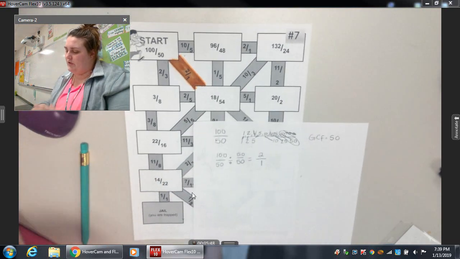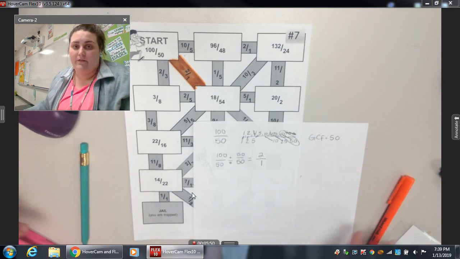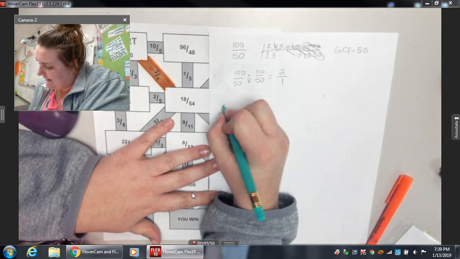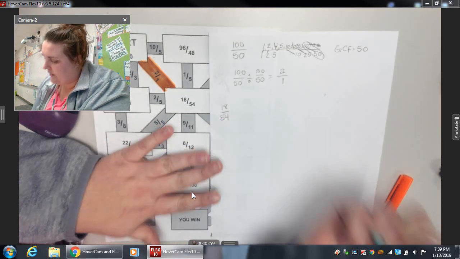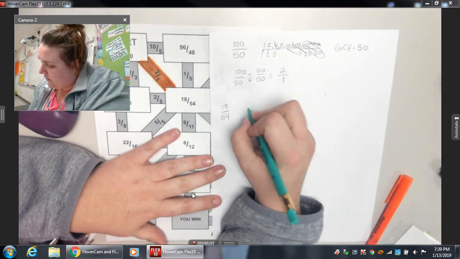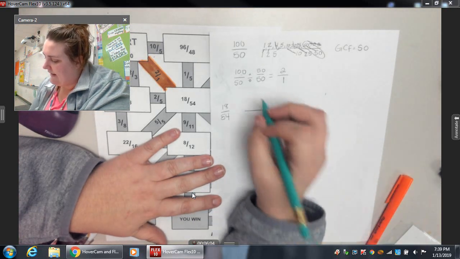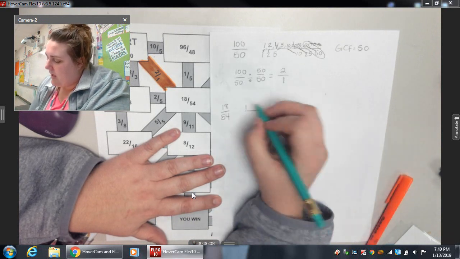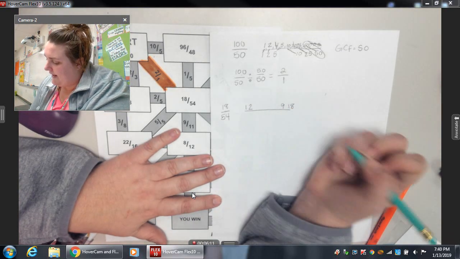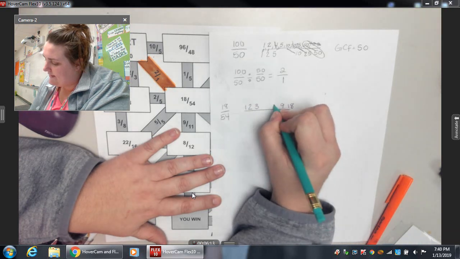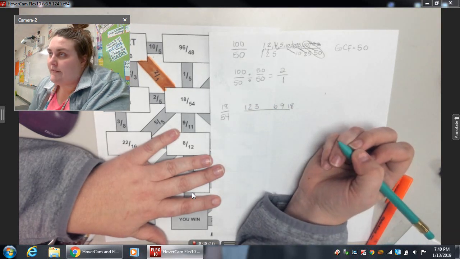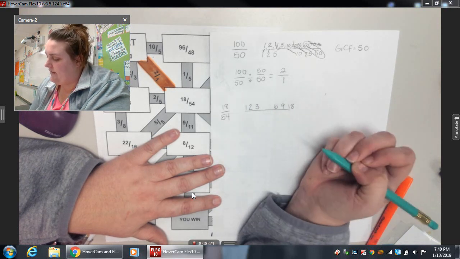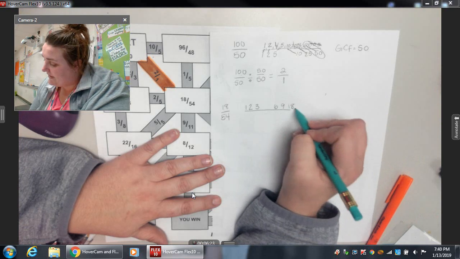Now I'm going to do 18 over 54. Here we go. 18 over 54. So my factors of 18 are 1 and 18, 2 and 9, 3 and 6, 4 is not a factor, 5 is not a factor, 6 already have, 7, 8, 9 already have. Okay, done. That's my factors of 18.